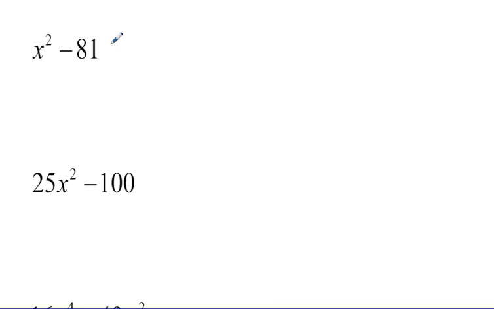X squared minus 81 is our first problem. We're going to write this as the product of two binomials. First, we'll take the square root of x squared, which is x, followed by the square root of 81, which is 9, and we'll write a plus sign and a minus sign in between.